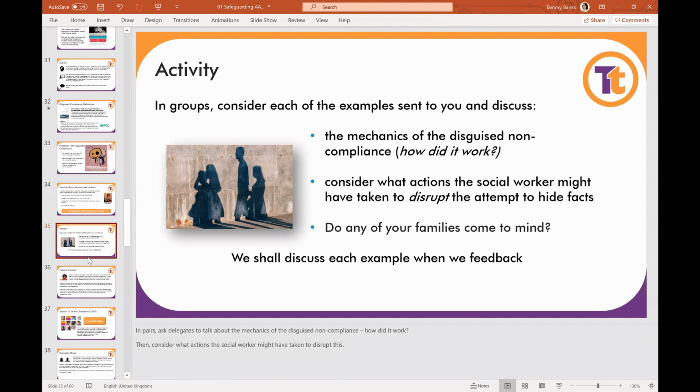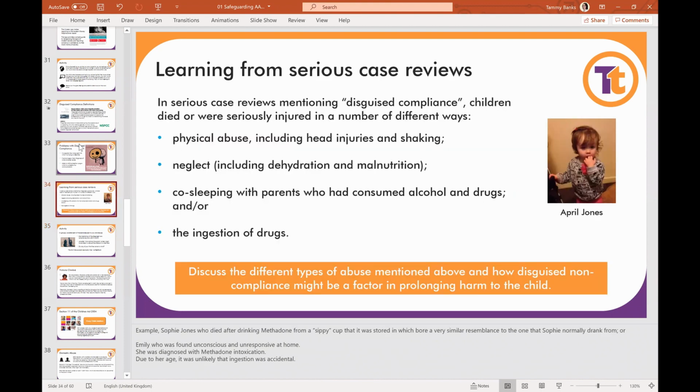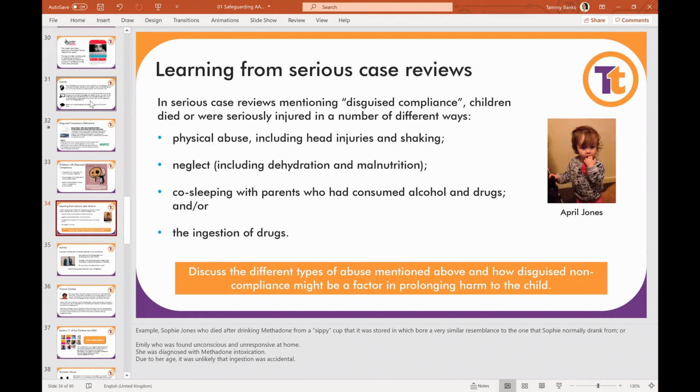I'd maybe hide this and have this, depending on if disguised compliance for the group you're doing comes up as a big theme. Do have this one as well. But you might find that you've done enough on disguised compliance.